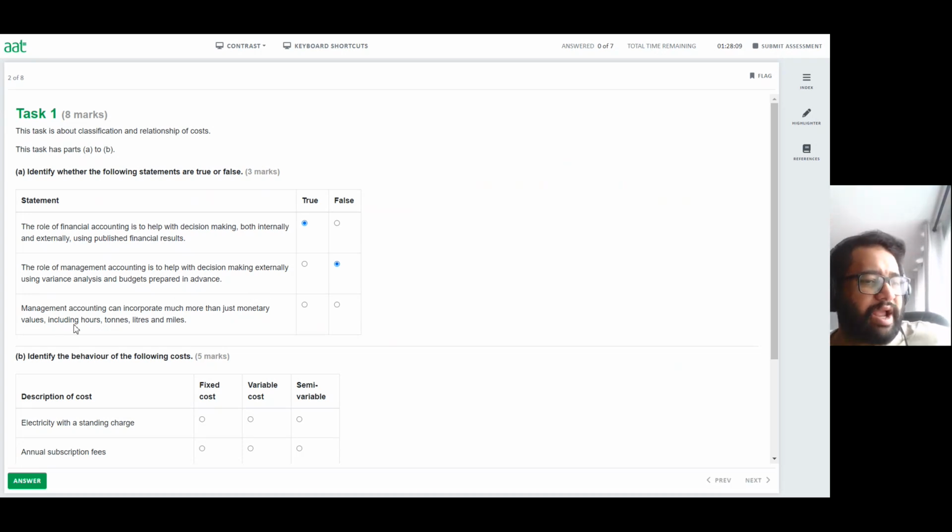The next one is: management accounting can incorporate much more than just monetary values, including hours, tons, liters, miles. Yes, of course it can. It can use the data to suit your requirement. Unlike financial accounting, where you cannot put everything you like and have to stick to a certain kind of information only, management accounting is a lot more flexible.